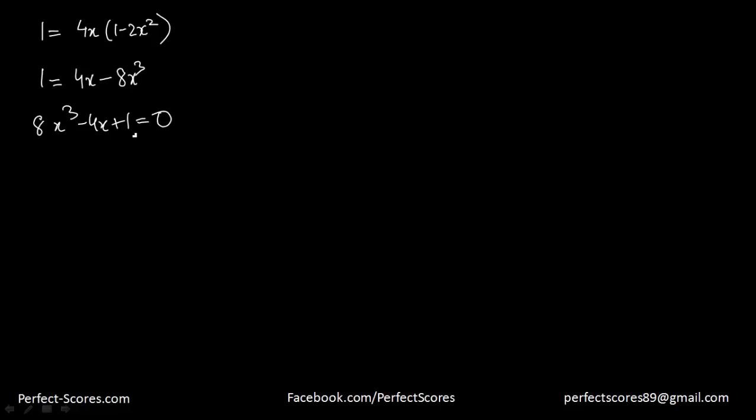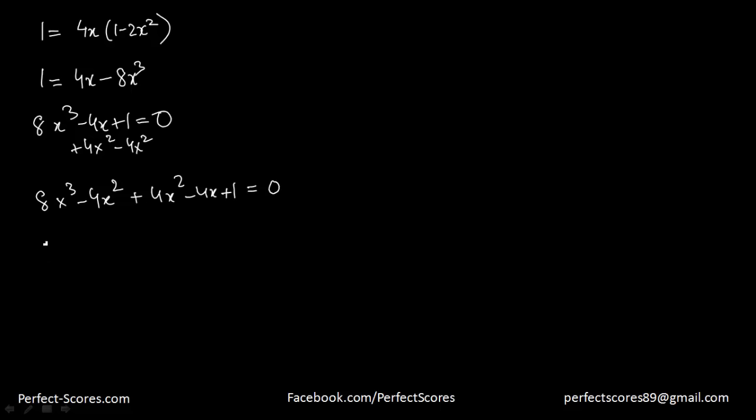now just to complete this cubic equation, I'm going to add a 4x square here and subtract a 4x square here. Why did I do that? Because I wanted to complete a cubic equation. I want the powers 3, 2, 1 and 0 here. So this is going to be equal to 8x cubed minus 4x square plus 4x square minus 4x plus 1 is equal to 0.